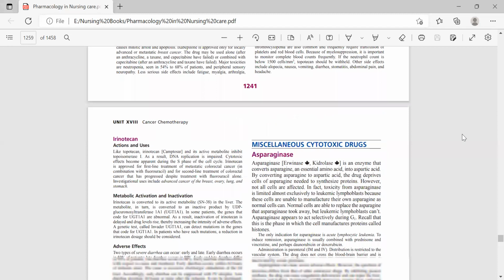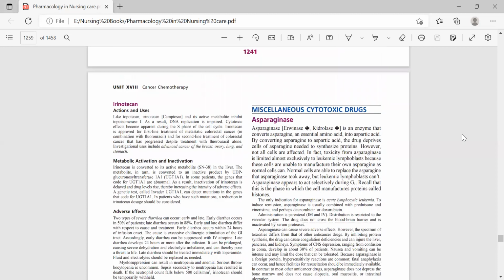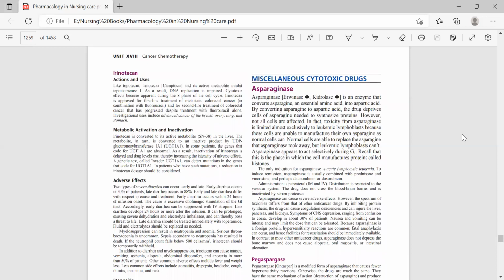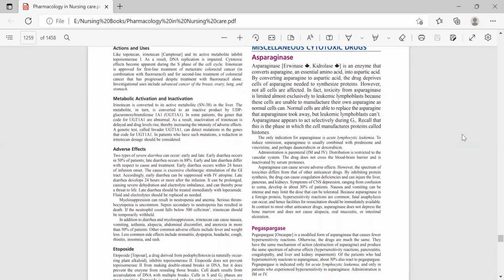Another drug is irinotecan. Irinotecan is very similar to topotecan in its mechanism of action, that is, it inhibits topoisomerase 1, and as a result, DNA replication is impaired. This drug is also cell cycle S phase specific, and it is approved for first line treatment of metastatic colorectal cancer in combination with fluorouracil, and in second line treatment of colorectal cancer that has progressed despite treatment with fluorouracil alone.